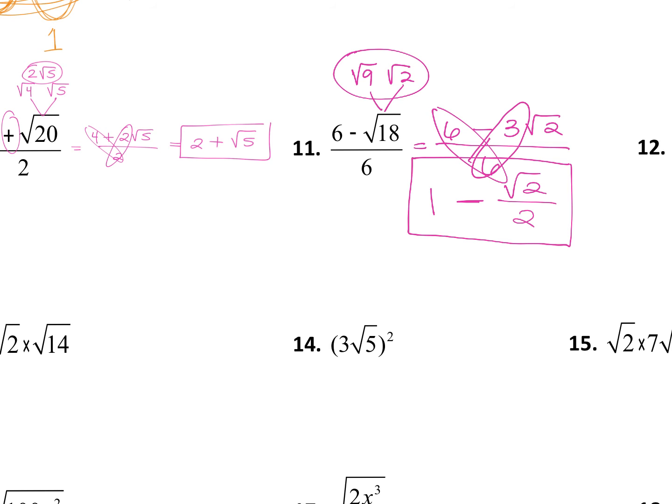Where did you put the 3 from? Right here, square root of 9 is 3. Okay. So you don't put the 2 here? The rad 2 is right here.